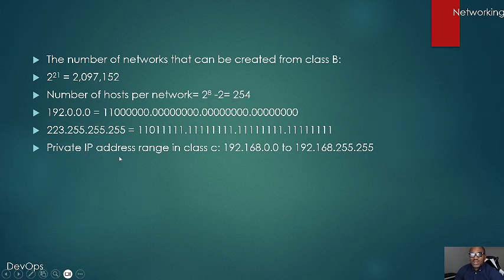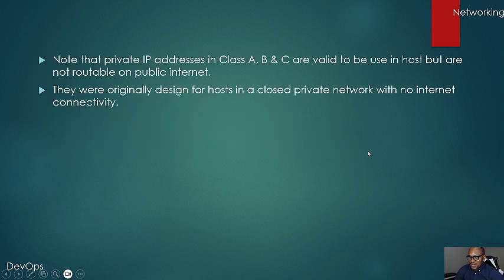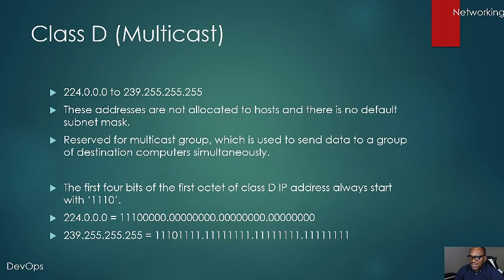So we have a Class C private IP address which ranges from 192.168.0.0 to 192.168.255.255. And so the private IP address for each class is not internet routable. They were originally designed for hosts in a closed private network with no internet connectivity. So if you have a school or a hospital or a kind of network that you don't want to connect to the internet, you can use your private IP address for that.